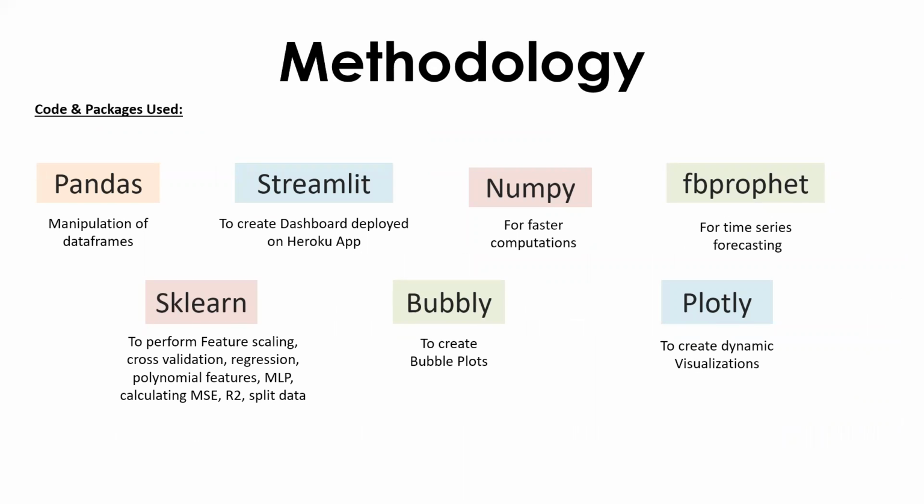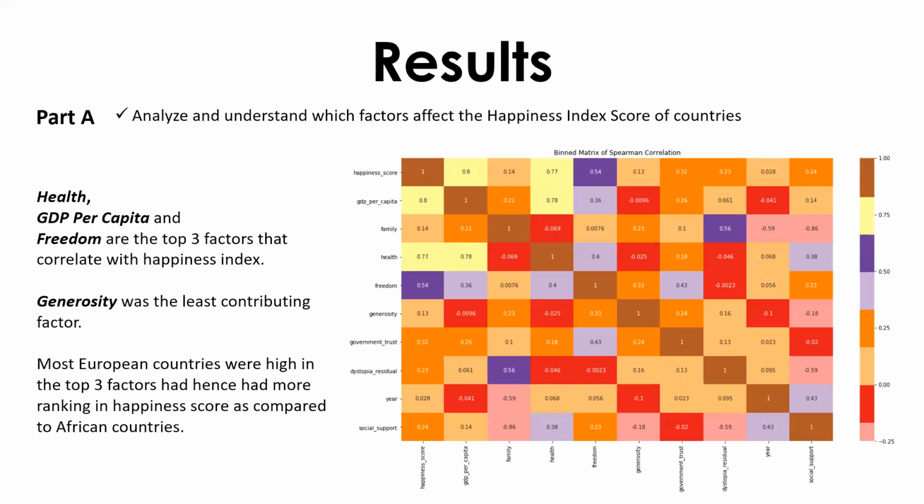This is a look into some of the basic packages that we use. As you can see, some of them are very mandatory for our ML work. New ones include FB Prophet, Bubbly, and Plotly. Moving ahead, now looking into the results.